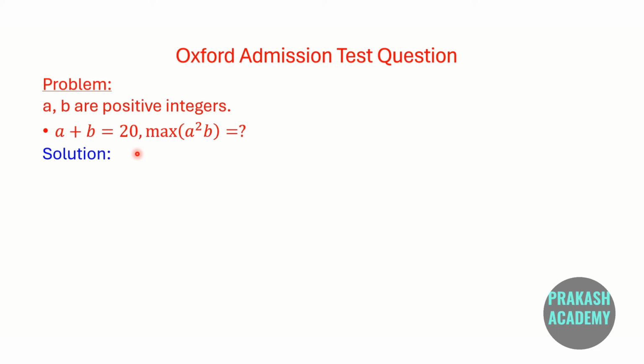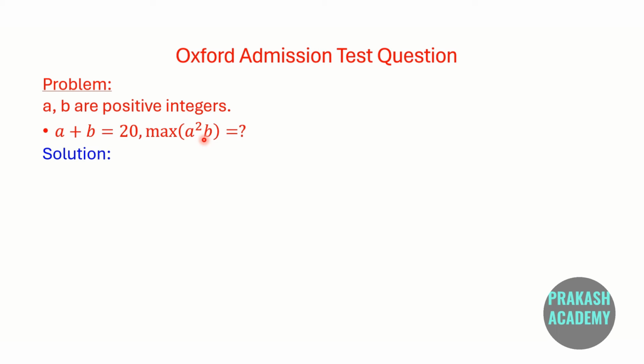Hello friends, this problem is taken from the Oxford admission test. In this case, two positive integers are given, so a and b are two positive integers, and a condition is given, that is a plus b is equal to 20. Then we have to find the maximum value of a squared times b.